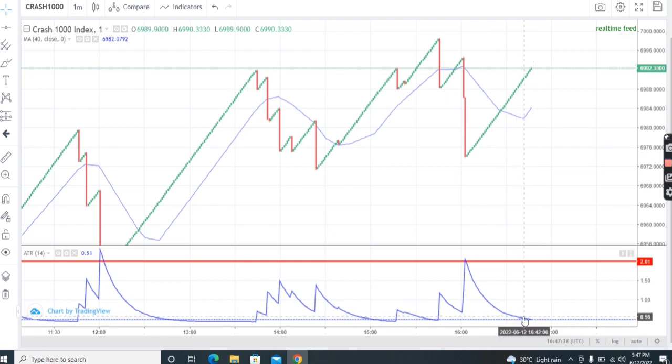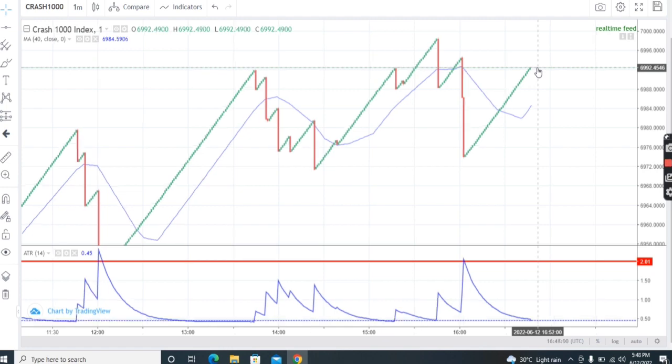Look at this strategy right now guys, this is a very nice time for me to place a buy. At the time of making this video, this is a very good time to place a buy, then take off just 6 candles and close the trade. So it's a very good scalping strategy for Crash 1000.